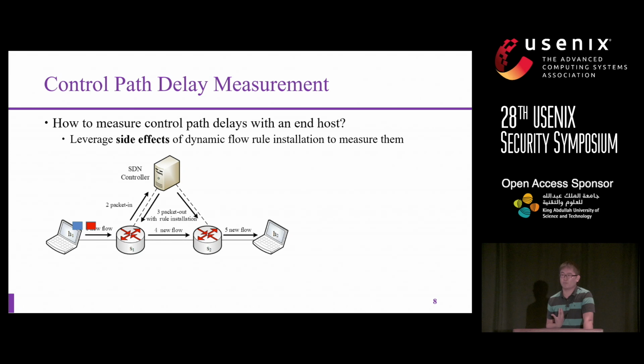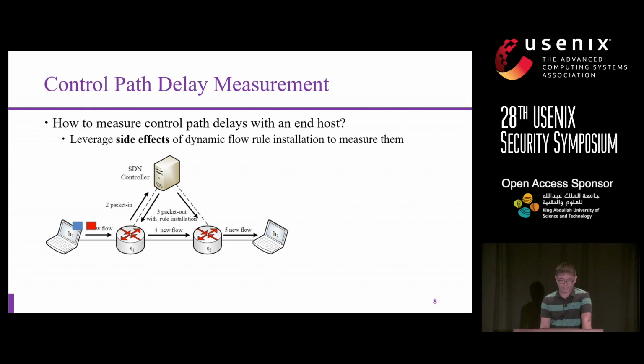And how to measure control path delays with an end host? Well, we find that we can leverage side effects of dynamic flow rule installation in SDN to measure them. Let's see this figure. Suppose H1 sends a new flow to H2.